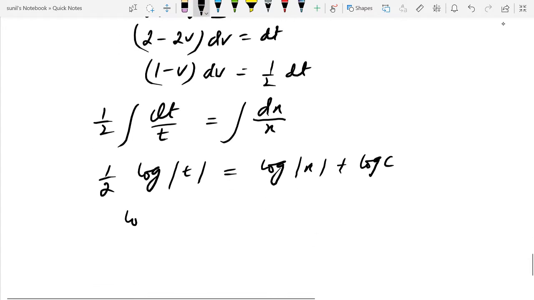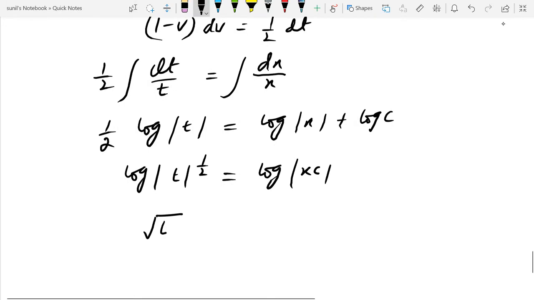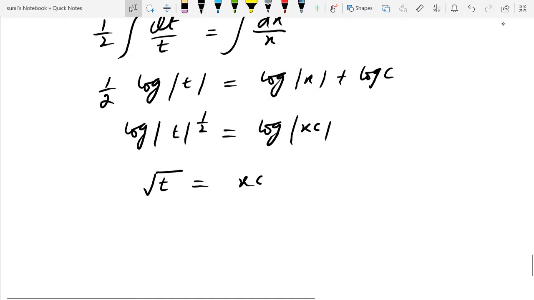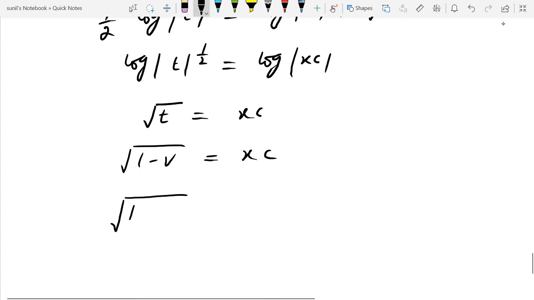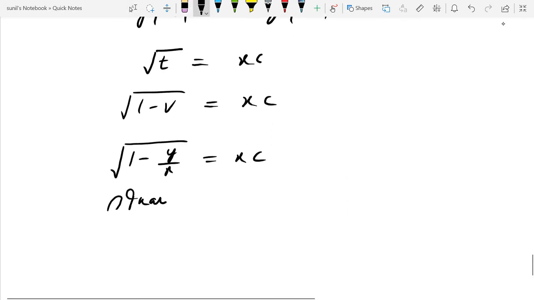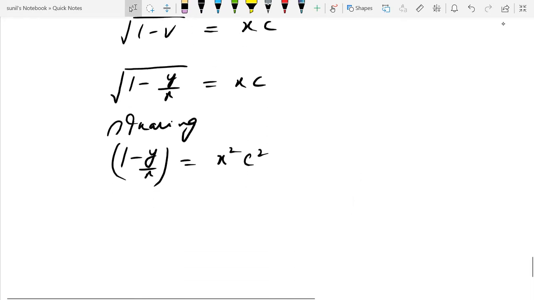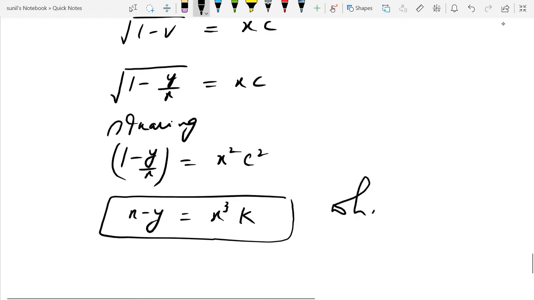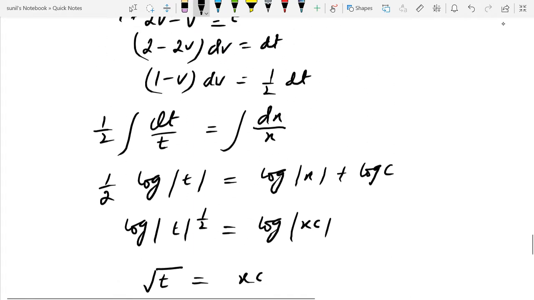So one can also write this as log mod t raised to power half, log mod x c, that is root of t is equal to xc, that is under root of 1 minus v is equal to x into c, that is under root of 1 minus y by x, into c. Now squaring. On squaring you will be getting c square. So one can also write this as x minus y is equal to x cube of some k, where k is c square. So either way you can simplify it.